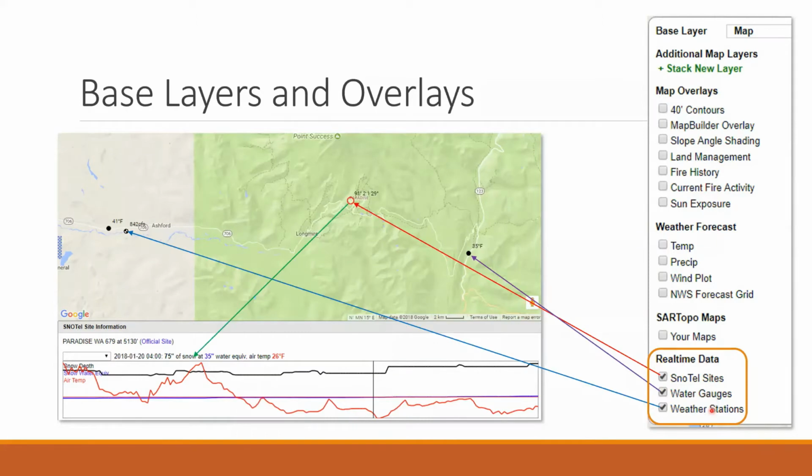Same thing, and you might be able to go on the SARTopo website, and it might have more detailed information about all of the items they provide, such as the levels of snow and water and all that kind of stuff coming from weather stations. So, but we'll keep moving through this.